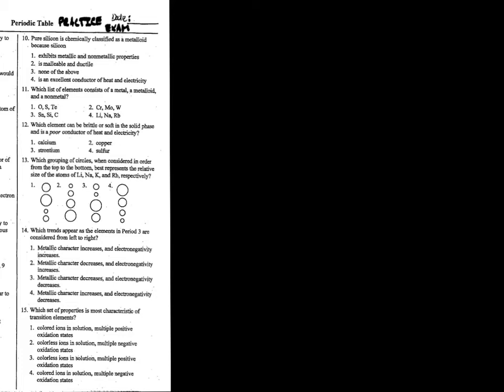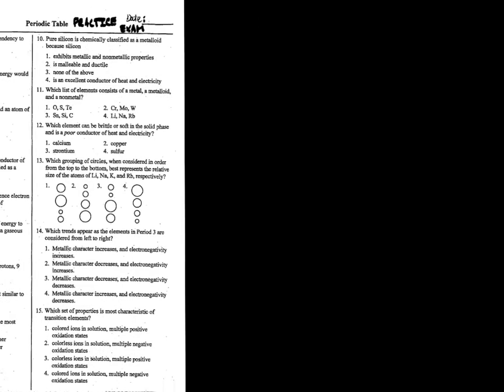Alright, moving on to number 10. Pure silicon is chemically classified as a metalloid because, so let's think about metalloids. Metalloids share characteristics of both metallic and non-metallic. That's the main premise of metalloids, they're in between.